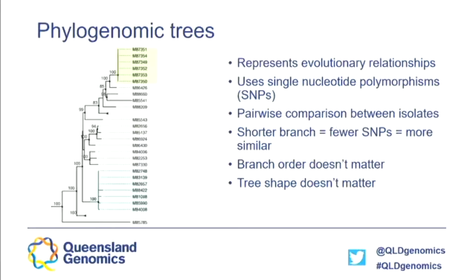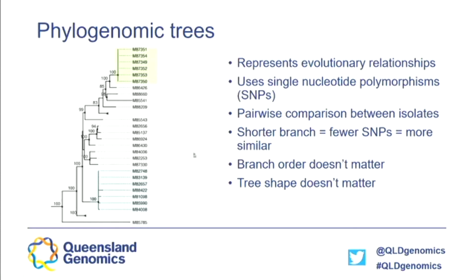So a phylogenomic tree is a representation of evolutionary relatedness of samples, and it uses single nucleotide polymorphisms, those SNPs, to perform a pairwise comparison between all the isolates. Isolates that have some shared SNPs will occur on the same branch, and the shorter the branches between 2 samples, the more closely related they are, so the fewer SNP differences they have. If we look at our 2 highlighted groups, these ones here and these ones here represent some highly related isolates, and this group here in particular showed no SNP differences between them based on this analysis.